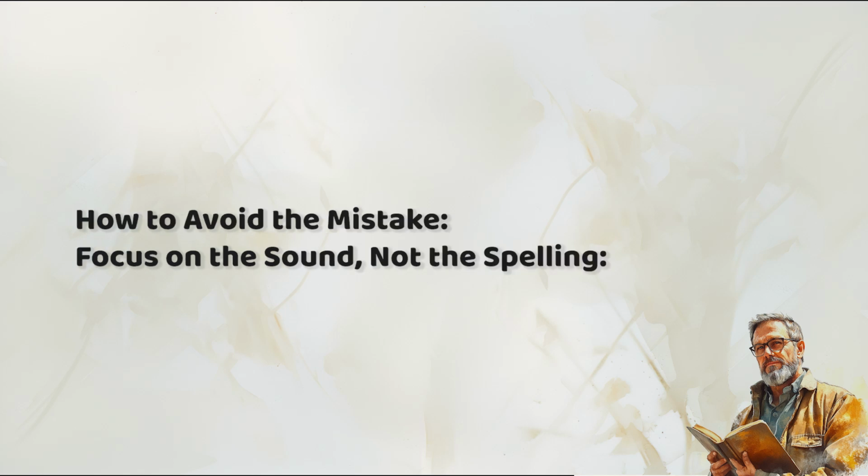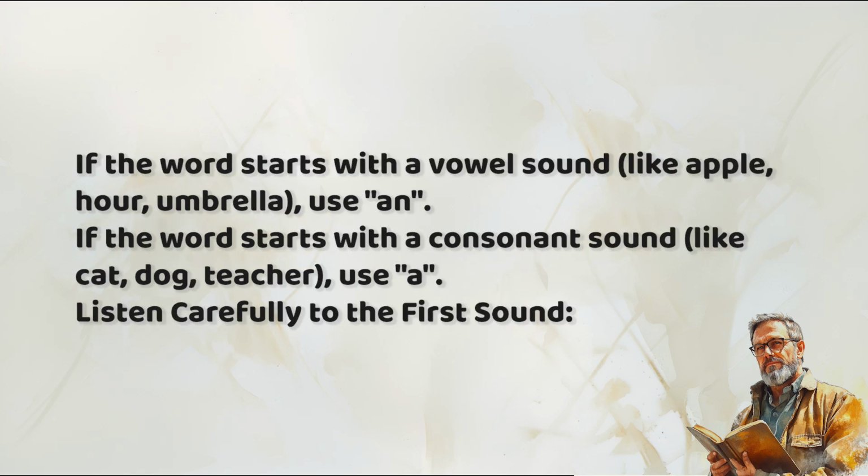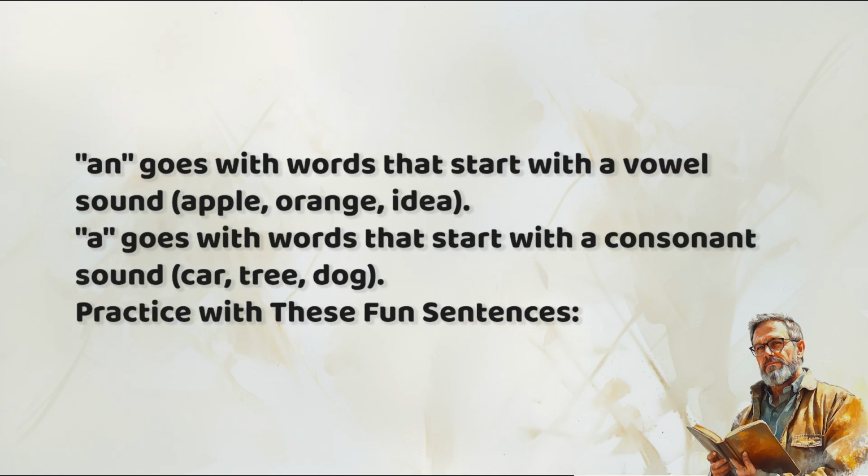How to avoid the mistake. Focus on the sound, not the spelling. If the word starts with a vowel sound, like apple, hour, umbrella, use an. If the word starts with a consonant sound, like cat, dog, teacher, use a. Listen carefully to the first sound. An goes with words that start with a vowel sound: apple, orange, idea. A goes with words that start with a consonant sound: car, tree, dog.